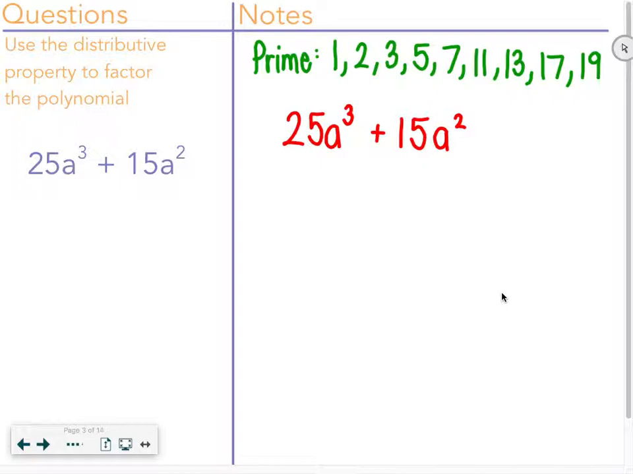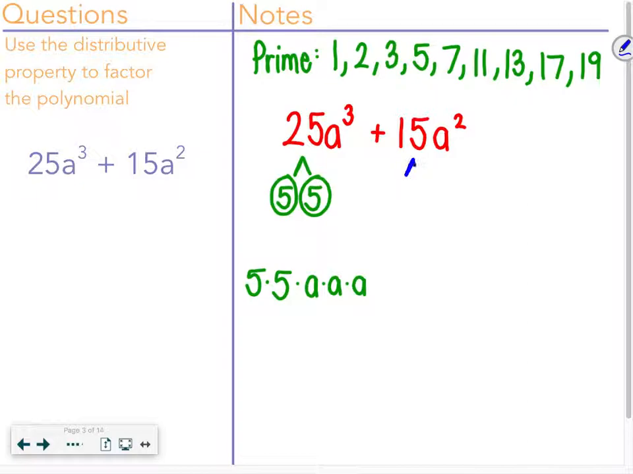All right, 25. In order to make 25, I can multiply 5 times 5. And if you look up at our list, 5 is a prime number. So that is as far as I can go. So I have 5 times 5. And then this time I have 3 a's.